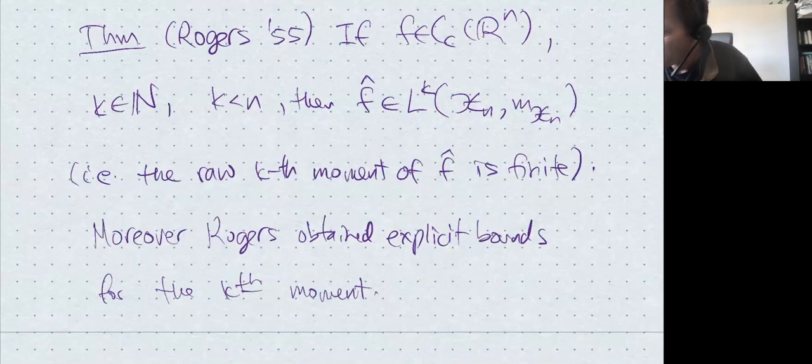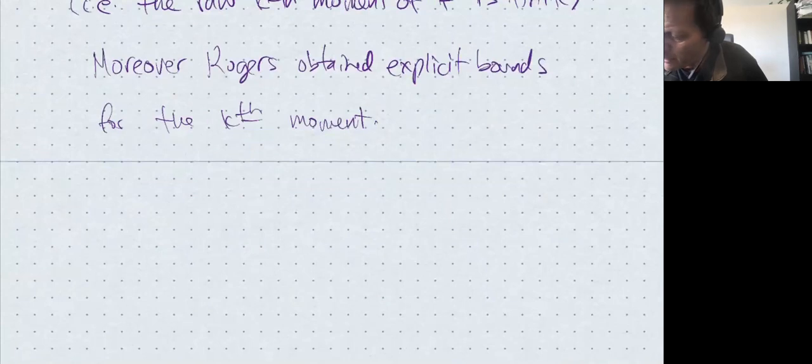There are two things here that are interesting. The first is you could ask what happens if k is bigger than n. So in other words, do these functions have higher moments? And the second thing is you notice that in Rogers' treatment, k is an integer, but this question makes sense for k a real number. So which L^p space does f hat belong to for p not necessarily an integer? So the answer is n is the exact upper bound. So this is a theorem.